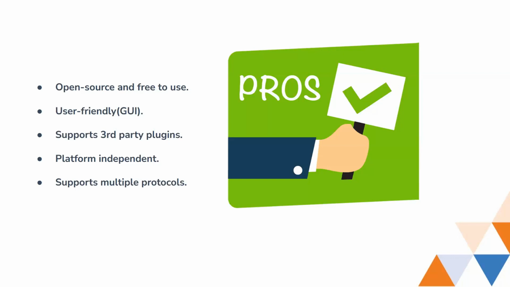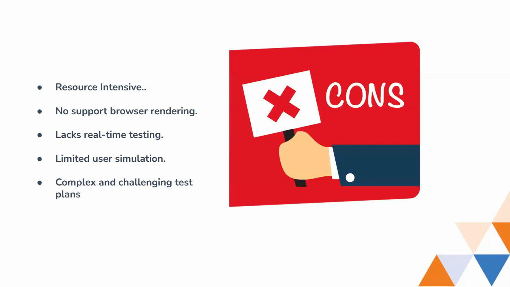Moving on to the cons. The first one is that it's resource intensive. Running tests in JMeter on big apps or under heavy load needs a lot of system resources like CPU, memory, and network. If your hardware isn't strong enough, it might not work well or might be hard to use.